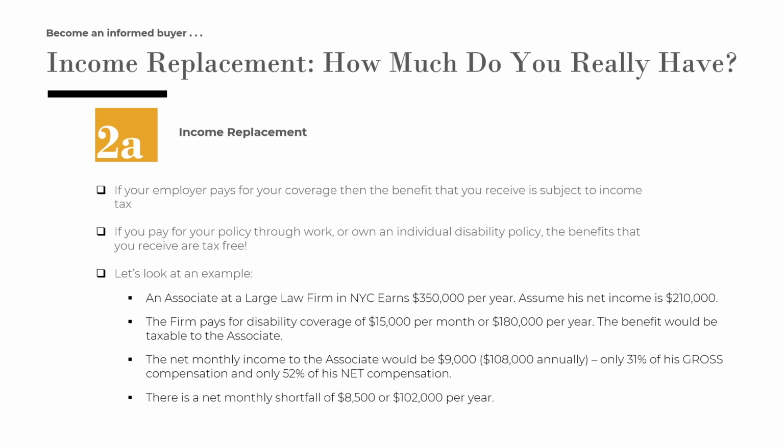Since the firm pays for it, this benefit is taxable. What does that mean? That means that he's getting $108,000 annually after tax. So his $350,000 of income squishes down to $108,000 annually, or $9,000 a month. This is 31% of his gross comp and 52% of his net comp. Current shortfalls on a monthly basis for him would be $8,500 or $102,000 a year. That's material, that's significant, and that's a big, big change in lifestyle in a city like New York. It's not being able to pay your rent sort of changes, to be honest. So this is something that is really important to understand and pay attention to.